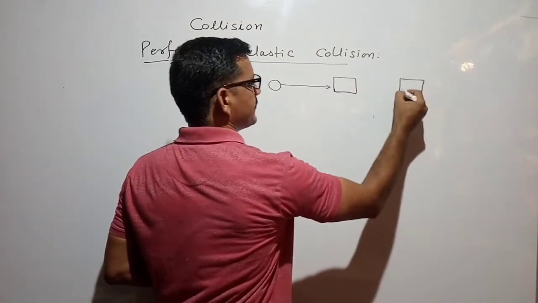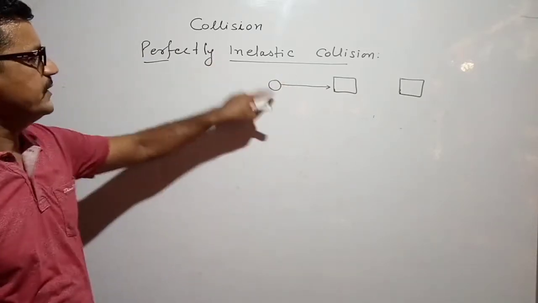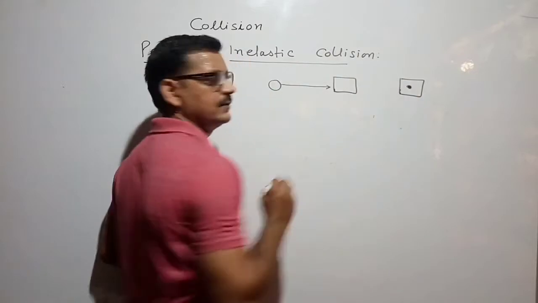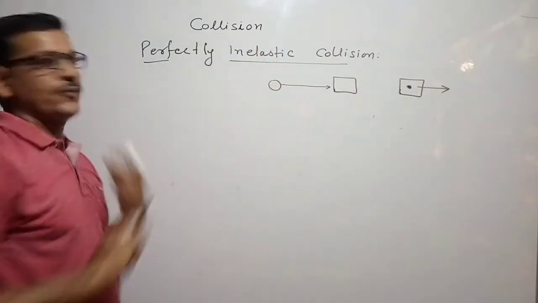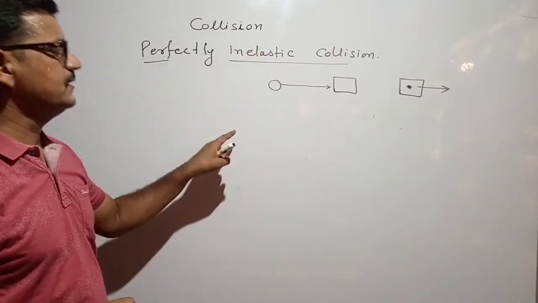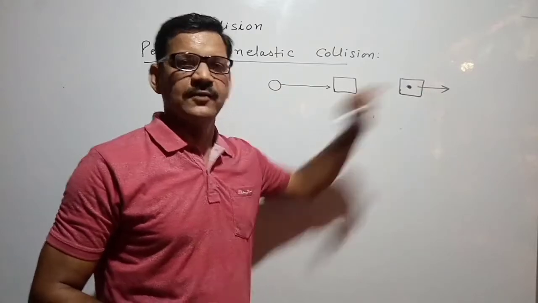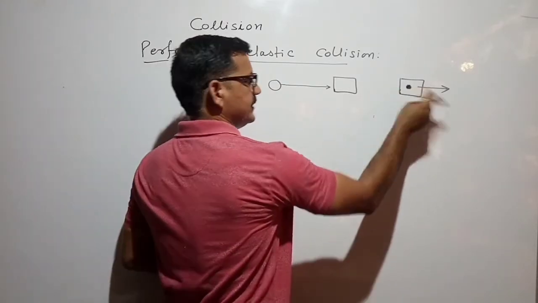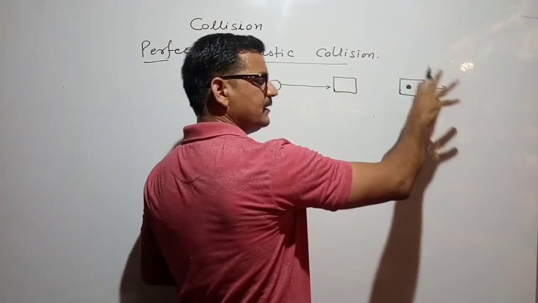During collision, what happens is that this body, or you can say the bullet is the best example. When a bullet is fired into a wooden block, it gets embedded in the block, and now they move together as a single object. So perfectly inelastic collision is a collision in which the bodies after collision move as a single body with the same velocity. As the bullet is embedded inside the block, the bullet and the block will move with the same velocity.